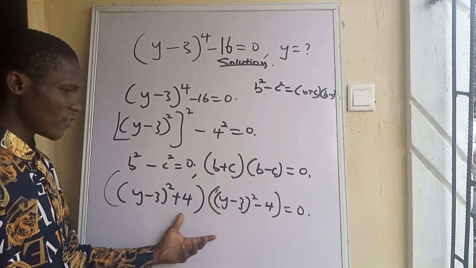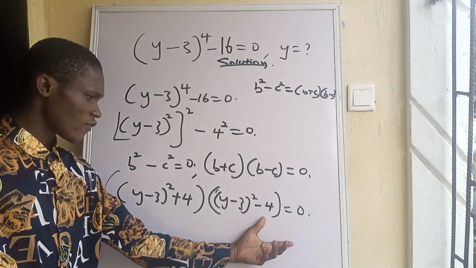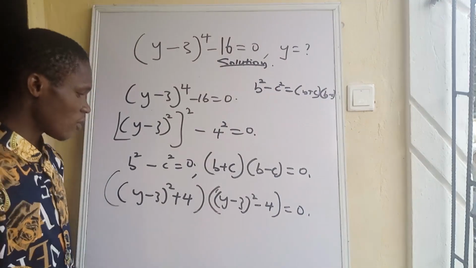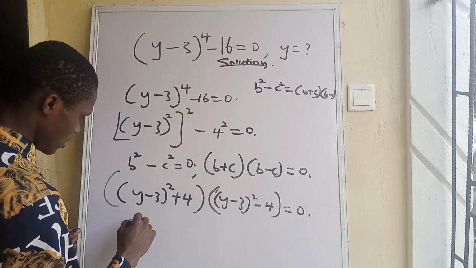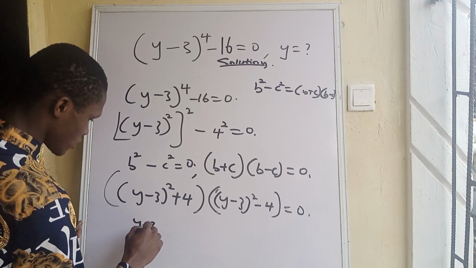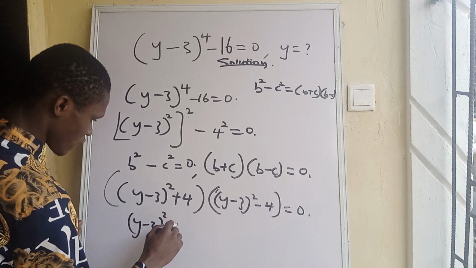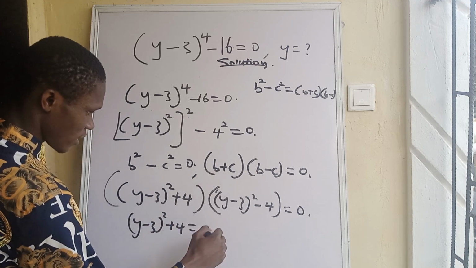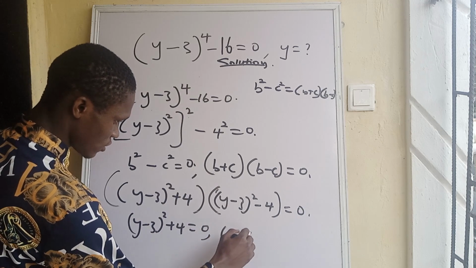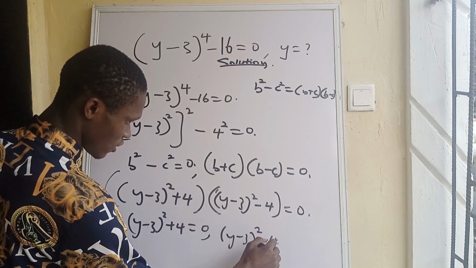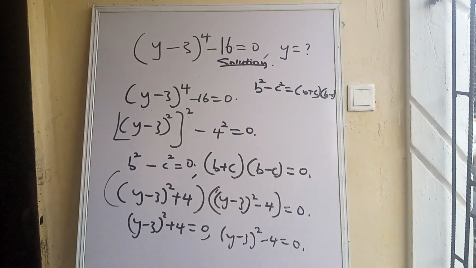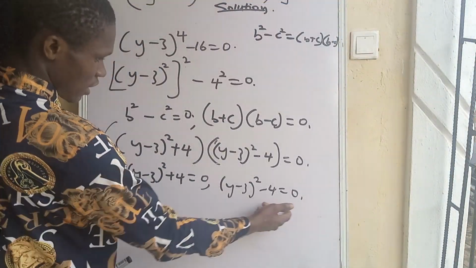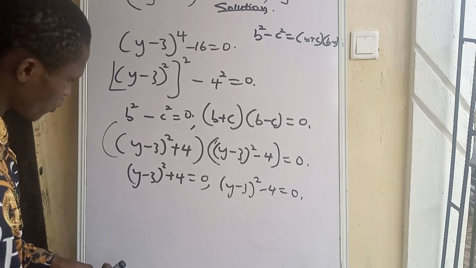So having this, we are not having it in the form of a quadratic, so we can simply write it like this. We can simply have (y minus 3) to the power of 2 plus 4 equals 0, then (y minus 3) to the power of 2 minus 4 also equals 0. So having done all this, what are we going to say?